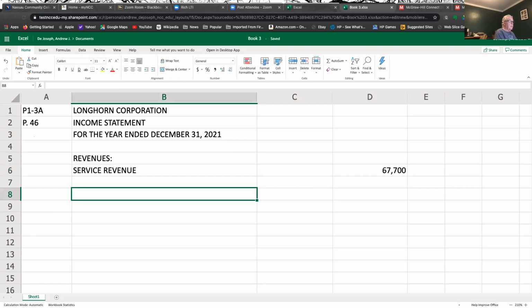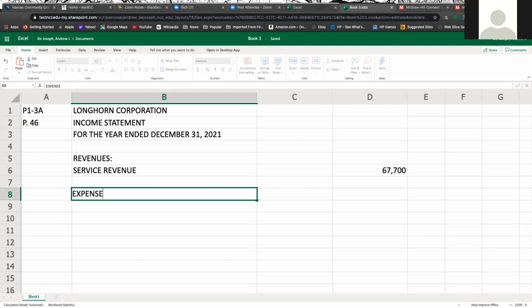67,700. Now be careful because sometimes they might give you two types of revenue. They didn't in this problem, but I think we do one later on where they give us two different types of revenue. Like, for example, you could have service revenue and rent revenue. Maybe you have some extra room in your building and you rent the space out. You could have more than one source of revenue. Or maybe you have a little money in the bank and that money earns interest. You would have interest revenue. So you can have more than one type of revenue.